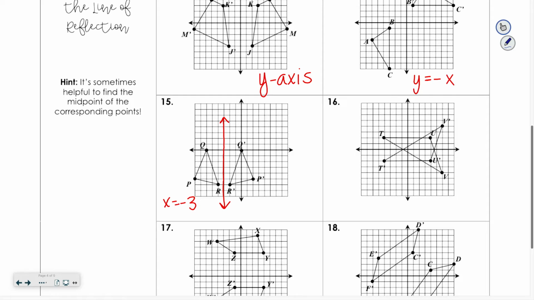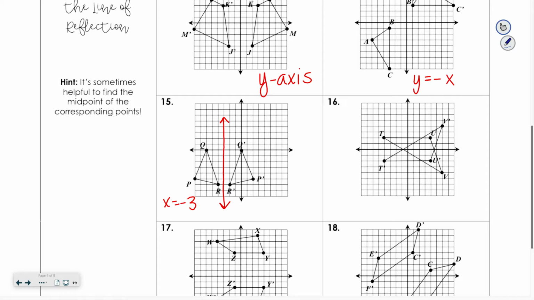The line x equals 6 is a vertical line. It's not an axis, it's a vertical line. The axis is right. Y equals is a horizontal line. Okay? Not the axis, we're looking at the lines.